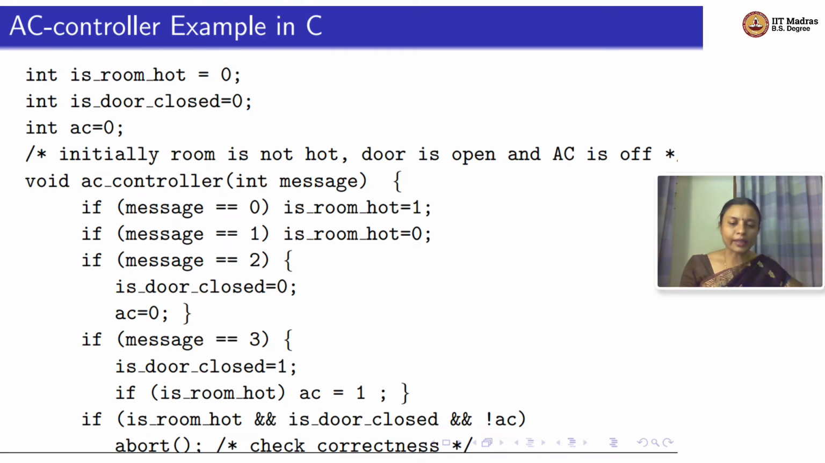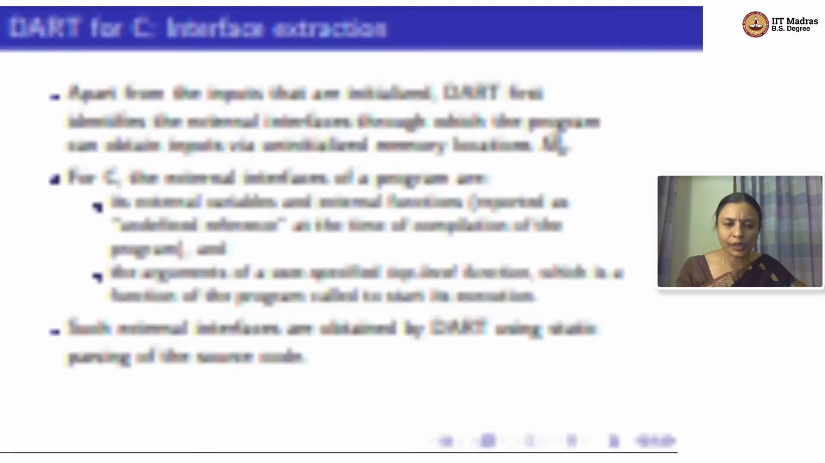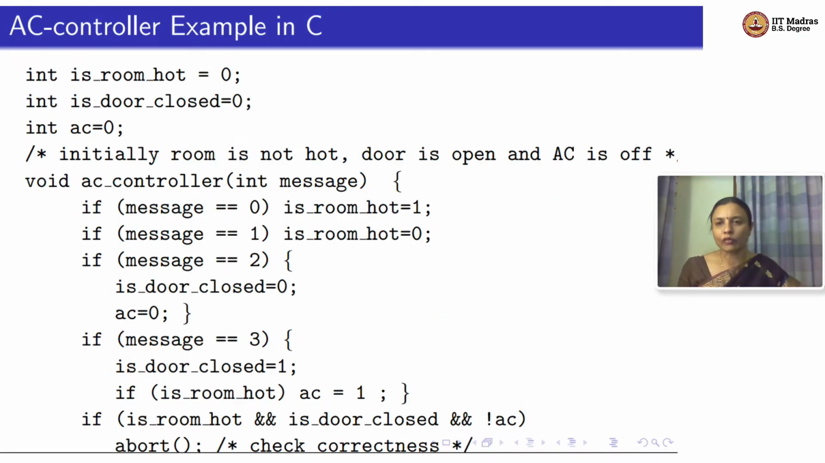So this is an example of a C program. I'm sorry, I squeezed it into the slide. It just about fits in. Some parts of it are jutting out, but you can read most of the program. So it's a simple program that corresponds to an AC controller in C.